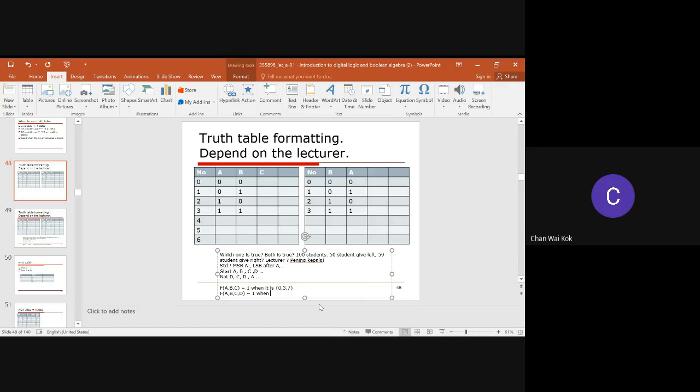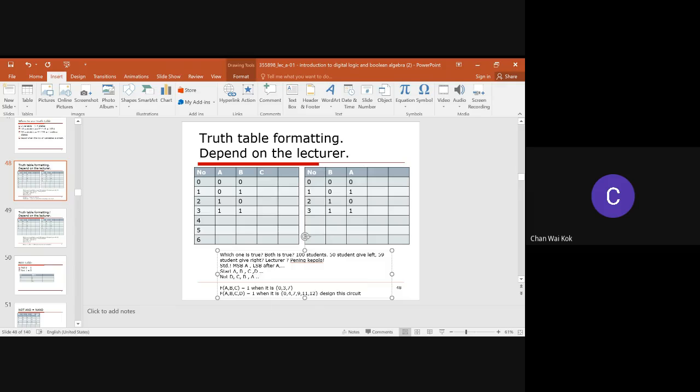equals to 1 when it is 0. So you have to design a circuit. Design this circuit. Okay, so that's the purpose of the number.